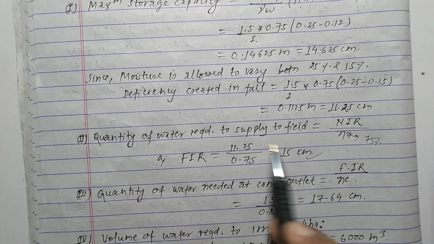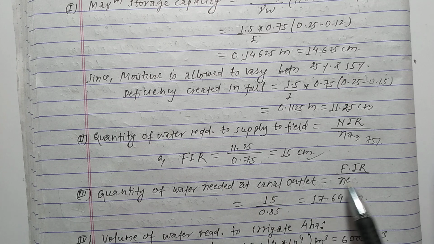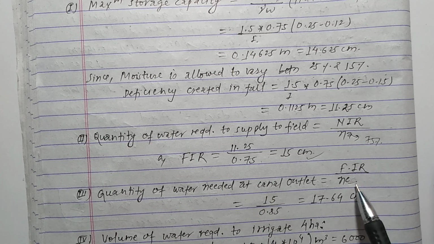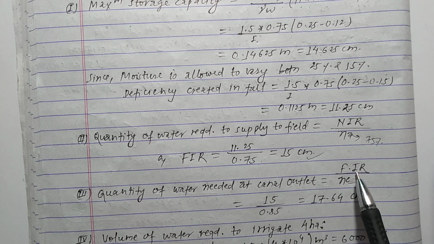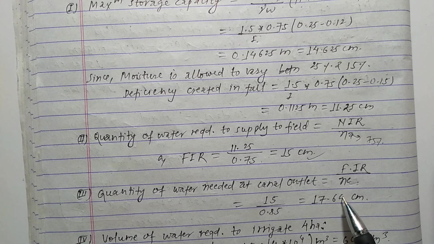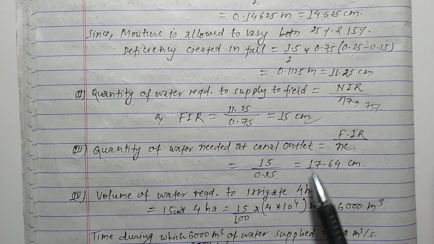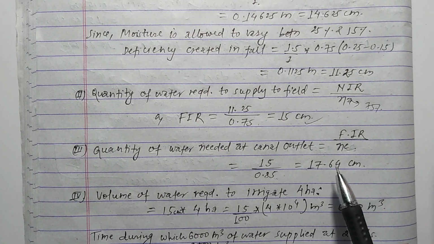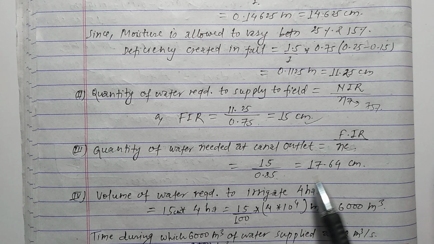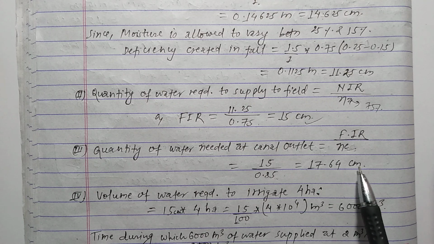Now after knowing this value, we can simply calculate the quantity of water needed at a canal outlet equal to FIR by NC. The value of FIR we have already calculated, that is 15, by the NC. The value of NC is also given in the question. You can see, so this value becomes 0.85, and if the value is not given, then we have to assume. Then the quantity of water needed at a canal outlet equals 17.64 cm.